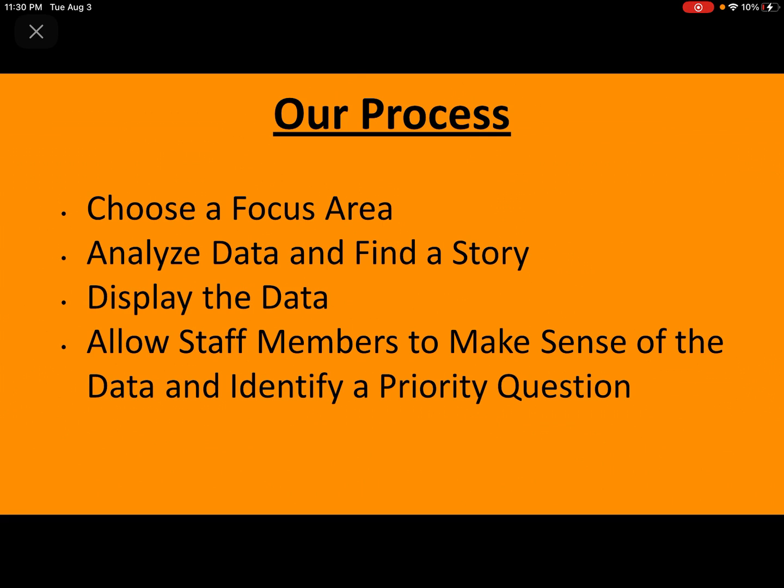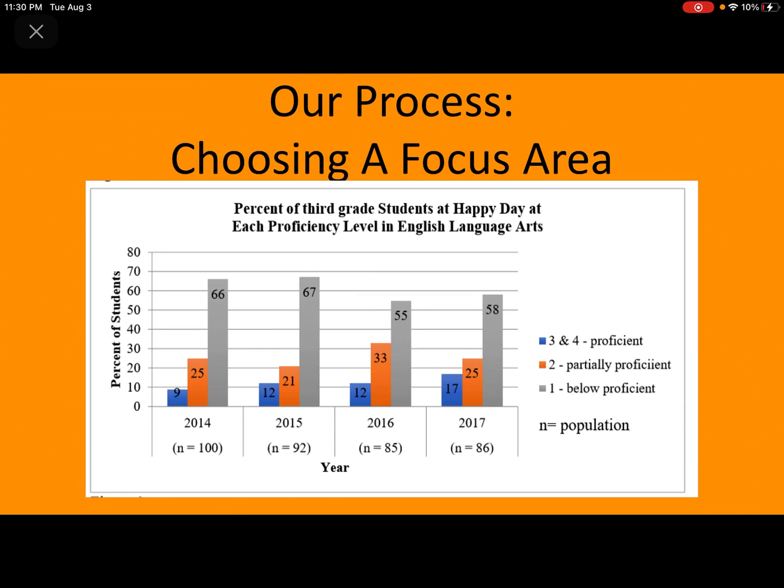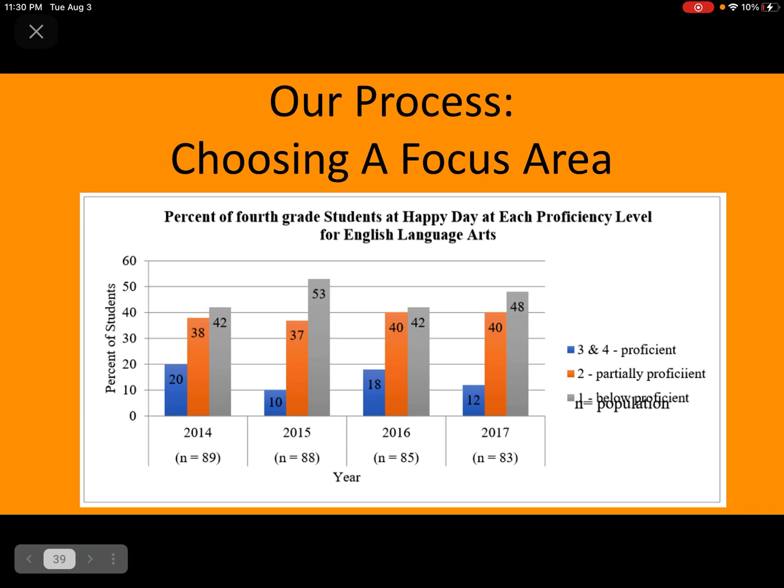And our process is to choose a focus area, analyze data to find a story, display the data, and allow staff members to make sense of the data so that they can come up with a priority question. This data right here was used to help us find our focus area. So this is the proficiency scores for our 3rd grade class on the English Language Arts Assessment. And this is that same data just for 4th grade.